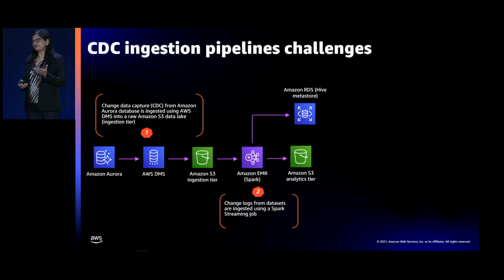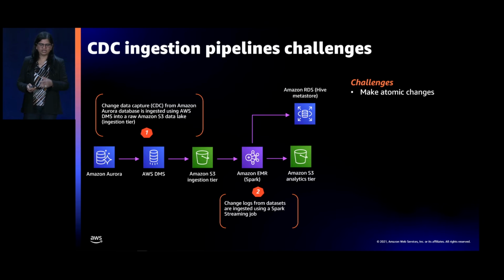And then the second pattern that we see out there is the CDC ingestion pipeline. Here you have change data capture data coming in from a variety of RDBMS in your on-prem environment or on AWS. You are consuming them using AWS Database Migration Service, pushing it to S3, and then you're running some data processing jobs on EMR, and then the updated data is sent to S3. And this process has its own set of challenges.